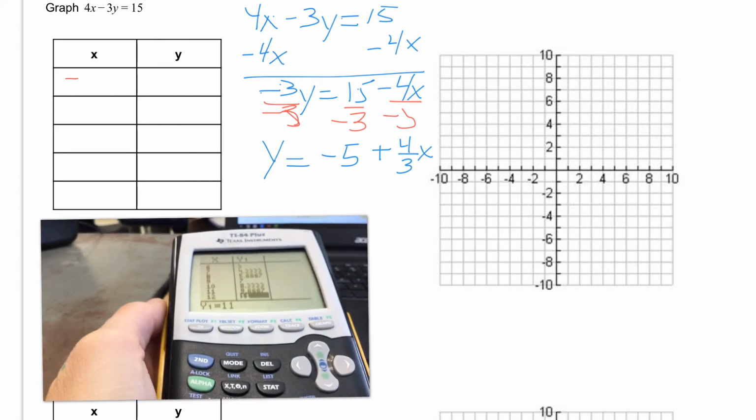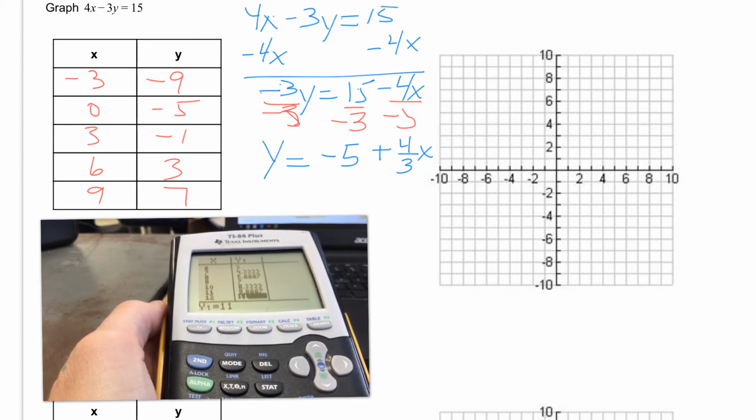However, it's not a good point for our graph that we have right here. Remember, our graph goes from negative 10 to 10 in both directions. So this point 12, 11, I can't plot that on my graph because it won't fit. It'll be off the graph. So that's a point that you would not want to have in your table.